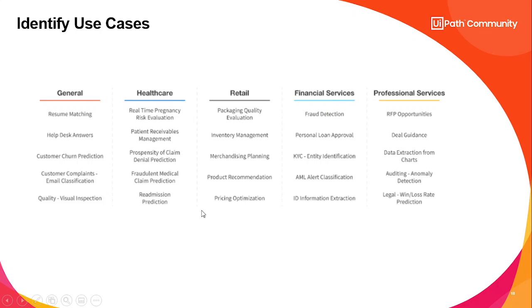And in retail, inventory management is one of the popular ones, pricing optimization, product recommendation, and so on. And in financial services, we also have fraud detection, then entity identification, and many more. So these are some use cases which can be automated using AI Center in different domains. There can be more as well.